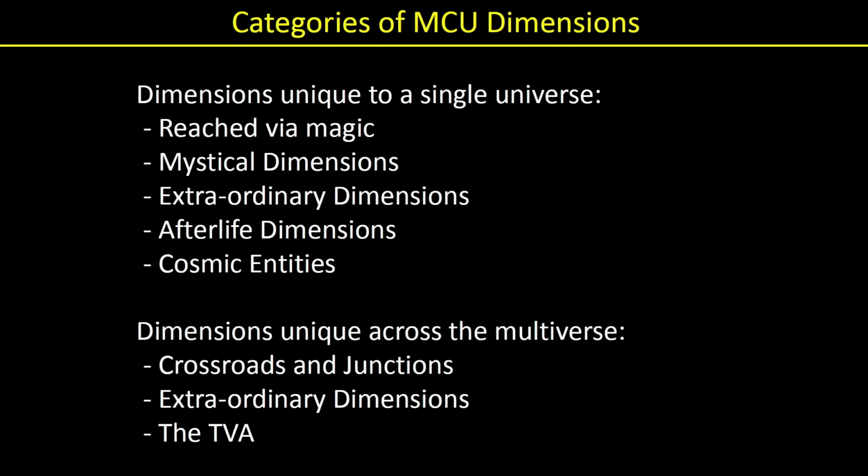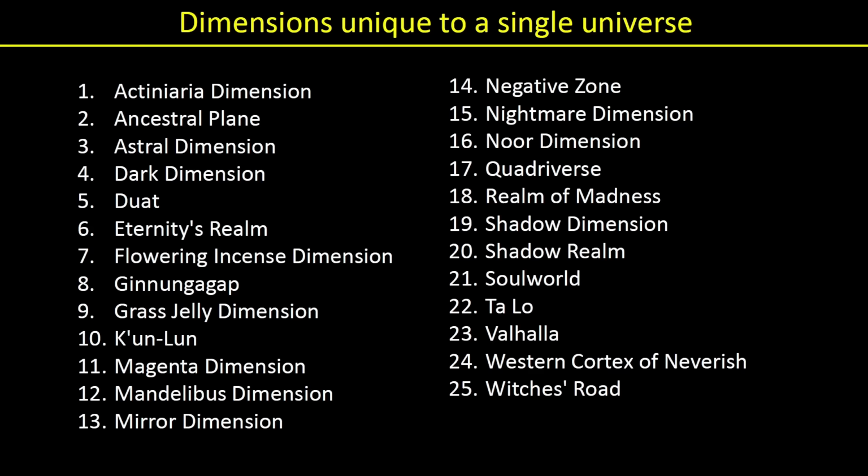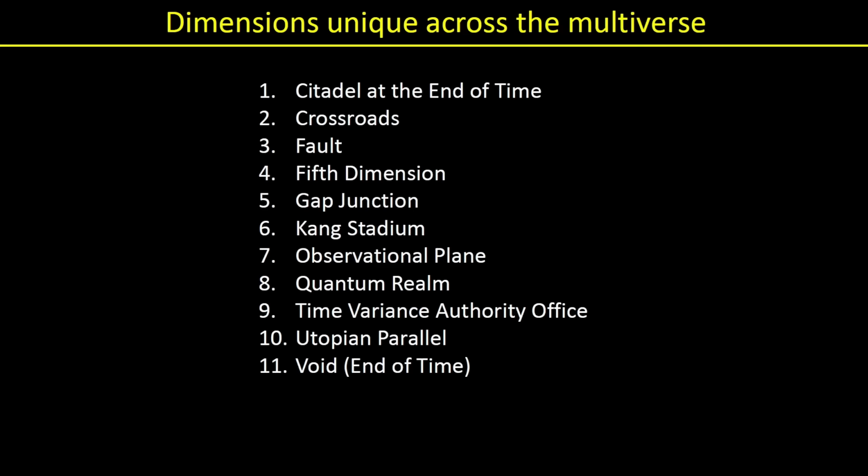All right, so there we go. We've talked about every universe that's unique to a single universe and is unique across the multiverse. And I'll go ahead and break them out now. So here is all 25, they're in alphabetical order, that are unique to a single universe. And here is all 11 that are unique across the multiverse.